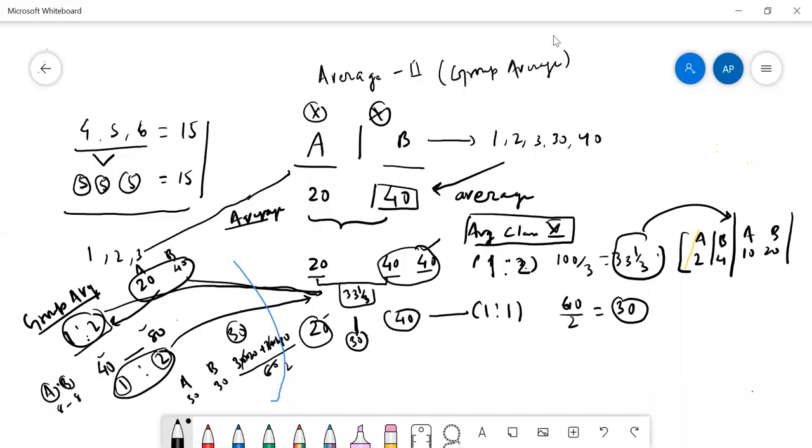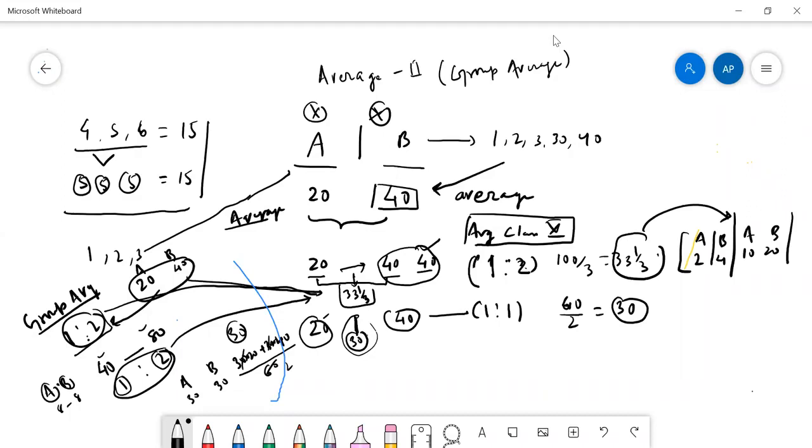The next concept I was deriving here is, if you increase the number of students in any one group in ratio terms, like here I made it a 1:2 ratio where group B has a greater number of students with respect to A, then the average has shifted towards 40, which is 33 1/3. Otherwise, it would have been at the center, 30.